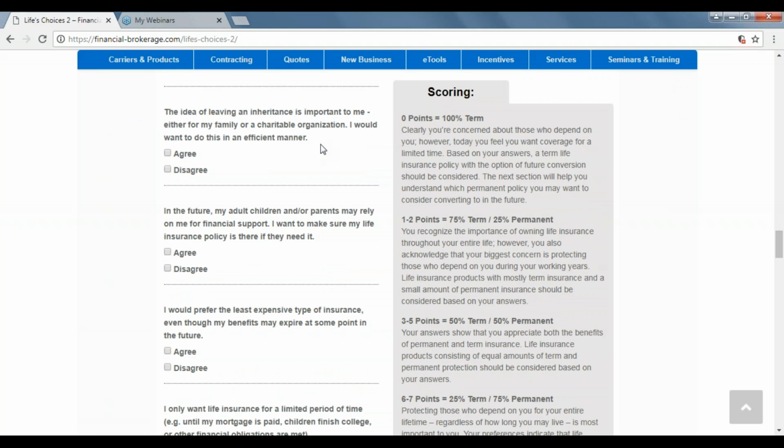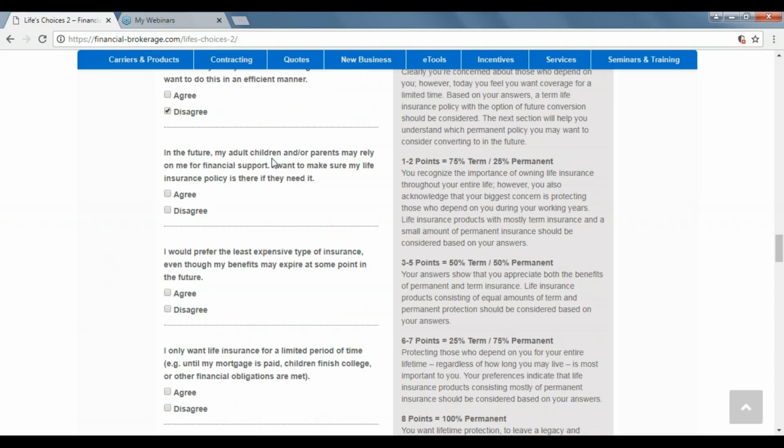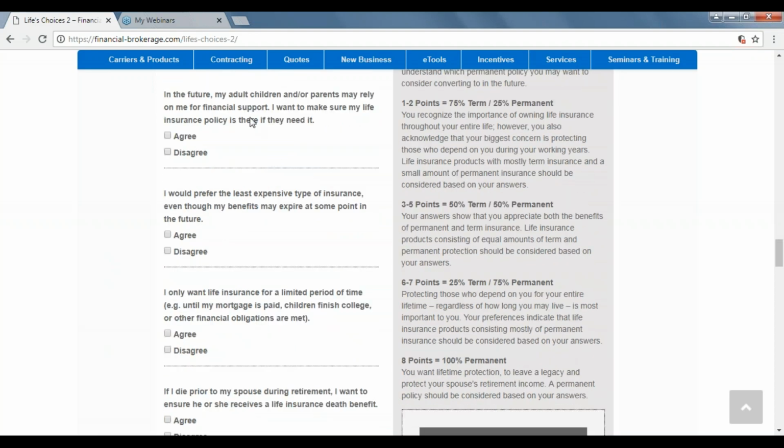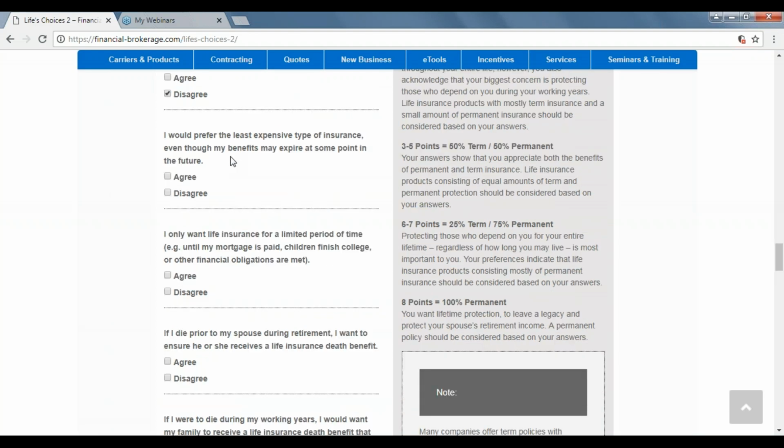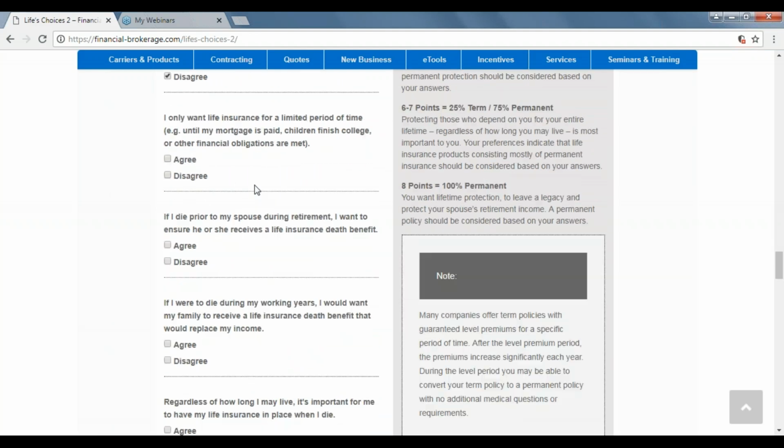So I'm just going to randomly mark some answers here. Idea of leaving an inheritance. Let's say these people don't care. Adult children may rely on me for financial support. No, we don't care about that for this person. For the least expensive type, even though benefits may expire. Maybe our person says, wait a minute, what about benefits expiring? I don't want my benefits to expire. Okay, we'll say we disagree with that.